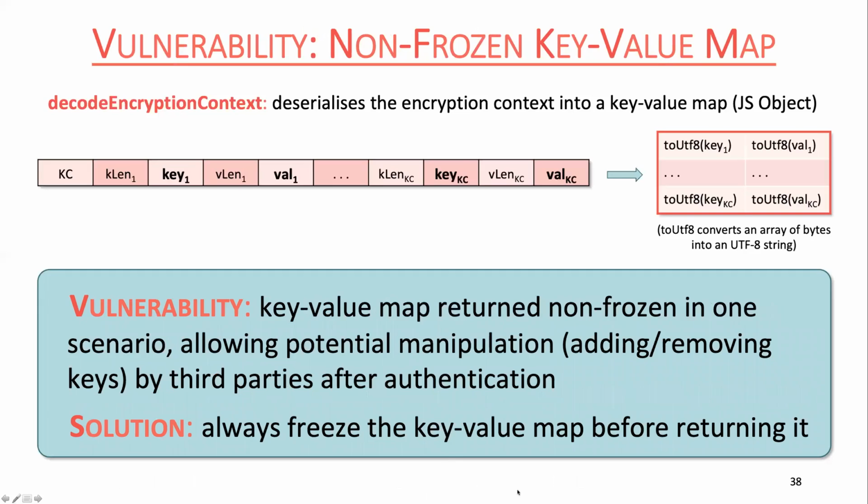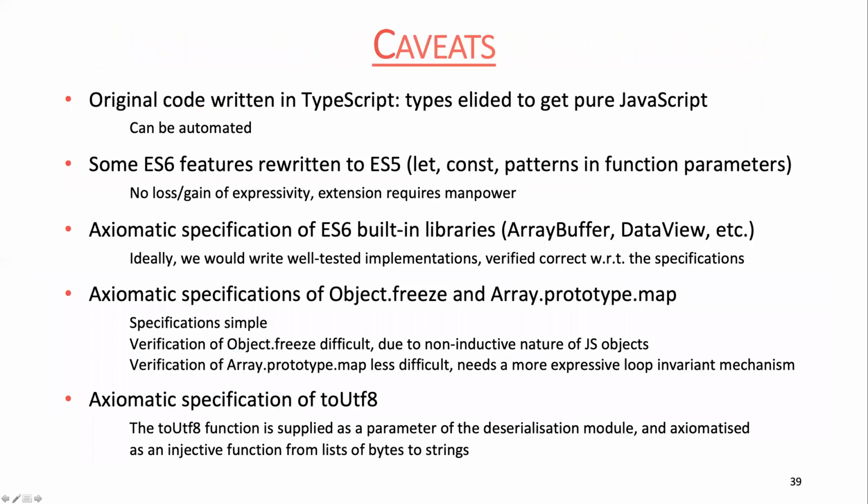We were dead chuffed at this one. They'd just forgotten to freeze one of the pathways to getting a key value object. They'd forgotten to freeze in the code. So always freeze in your code. Our verification found it. There are several caveats to our work. There's huge amounts still to do here. I will leave that for questions.